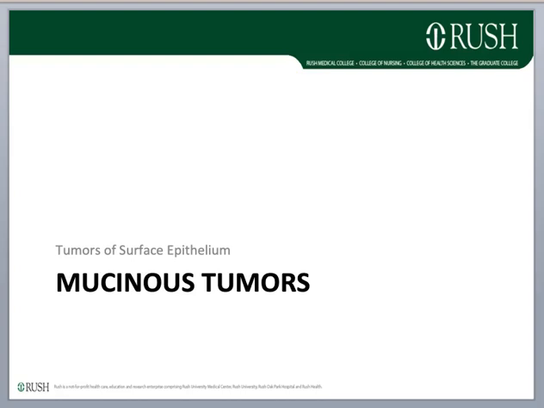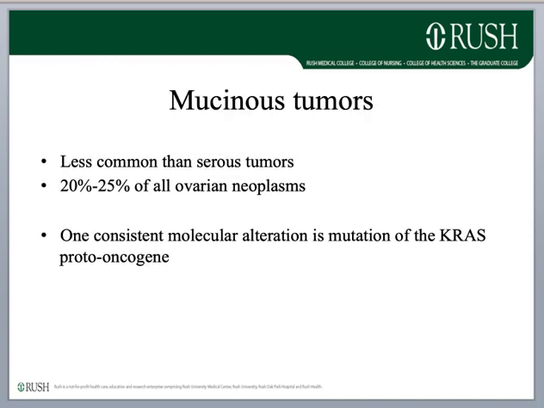Mucinous tumors are next up. These account for 20 to 25% of all ovarian neoplasms. So mucinous tumors are less common than serous tumors. They principally occur in middle adult life and are rare before puberty and after menopause. The vast majority are benign or borderline tumors. Mucinous carcinomas of the ovary are uncommon and account for only 3% of all ovarian cancers.